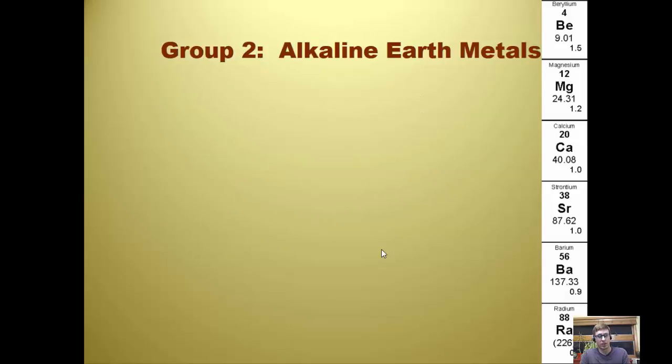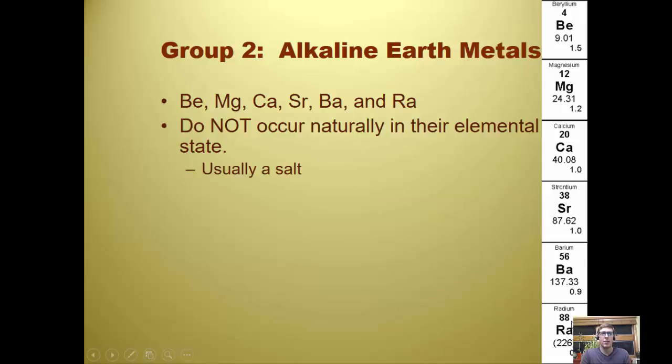Alkaline earth metals. These are group 2, the boys next door. I guess they could be girls too. Interesting. Anyway, they're made up of beryllium, magnesium, calcium, strontium, barium, and radium. Right down the list, radium is pretty rad. It's also my favorite atomic number. They do not occur naturally in their elemental state. Again, they're usually a salt.